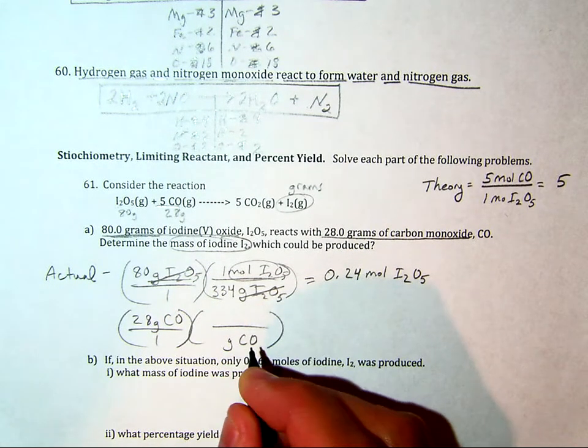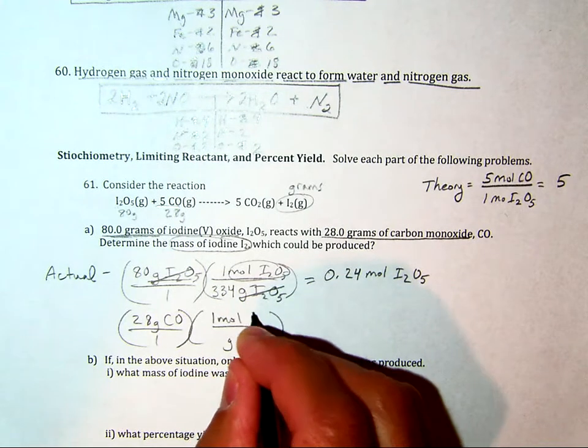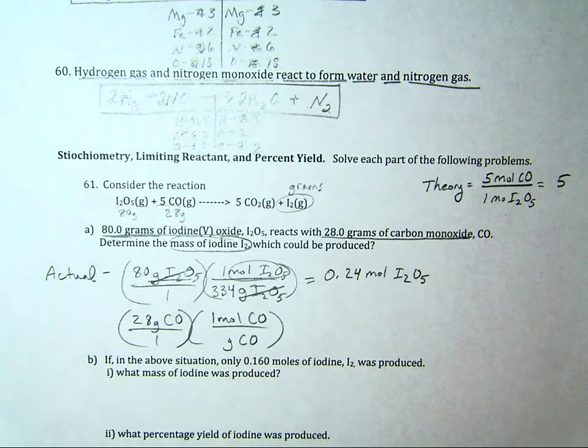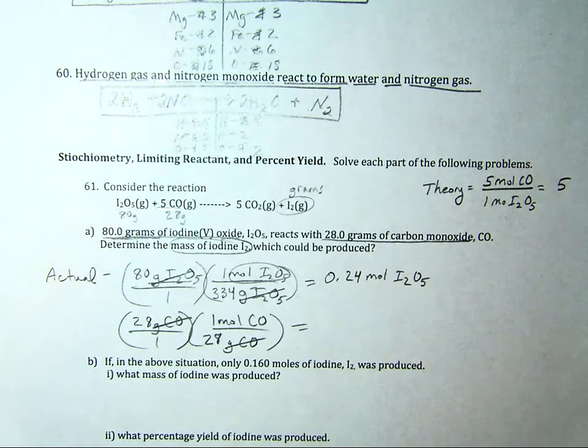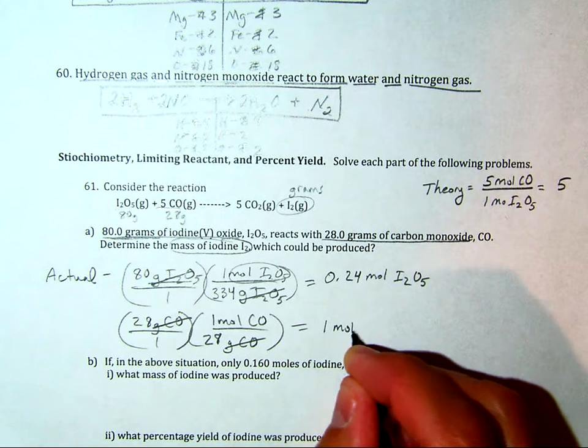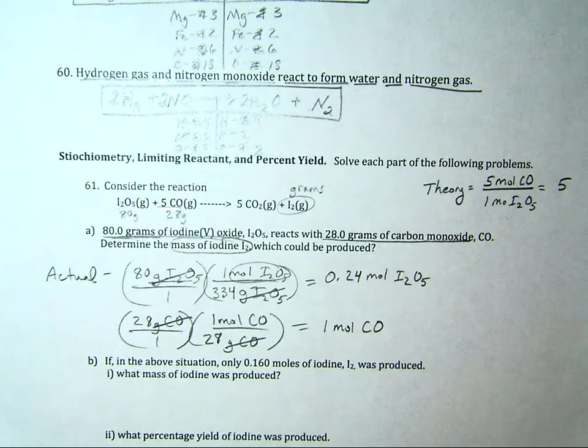So grams of CO has got to go on bottom. 1 mole of that substance is going on top. So we need, how many grams are there in 1 mole? Well, carbon is 12 and oxygen is 16. So that's, let's see, 28. All right. So now my grams of CO cancel out. So 28 divided by 28 is exactly 1 mole of carbon monoxide.